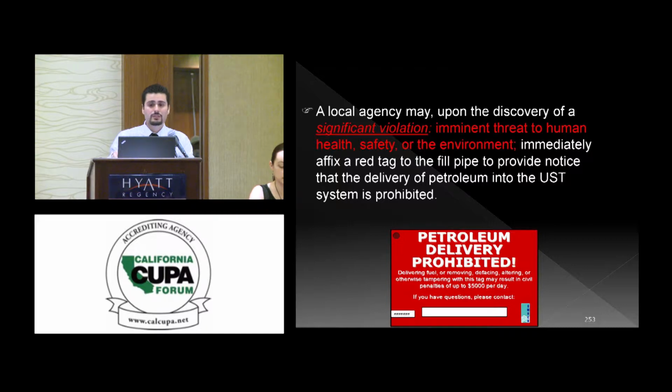Yeah, they can still dispense fuel. They just can't receive any fuel. So that's interesting. Even though they have a red tag and they're in significant violation, they can still dispense fuel. So this is what that tag looks like, a close-up of it, and you can see what the fine is in terms of removing or tampering or defacing the red tag.